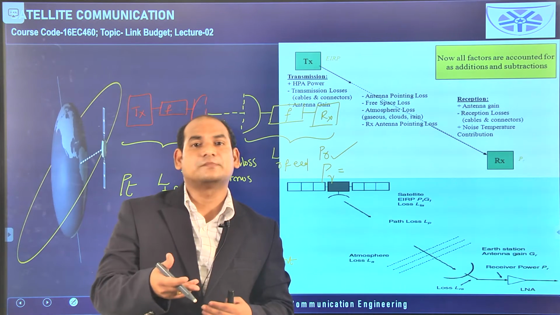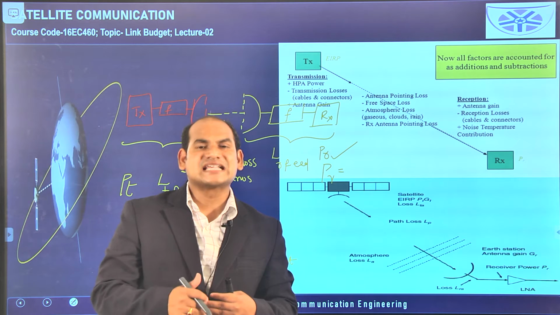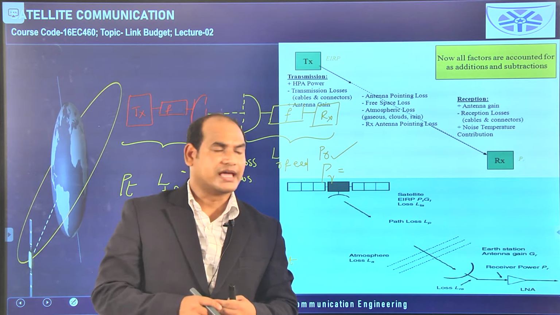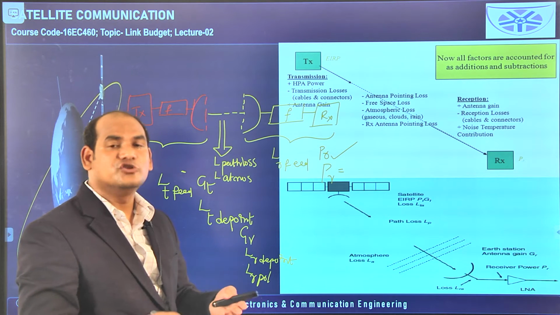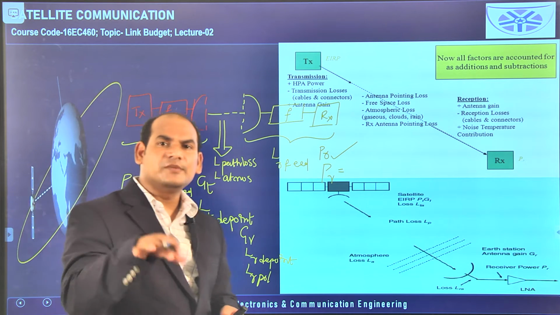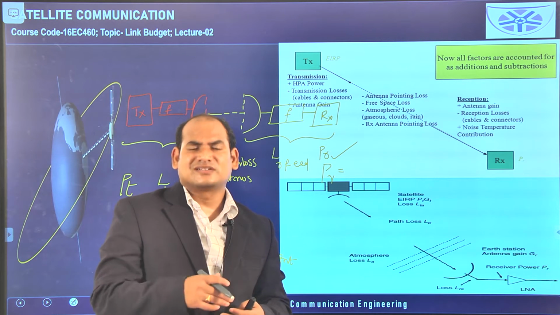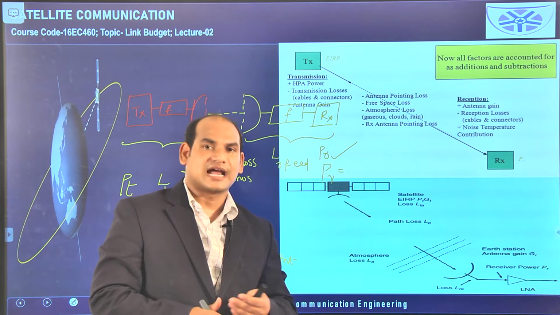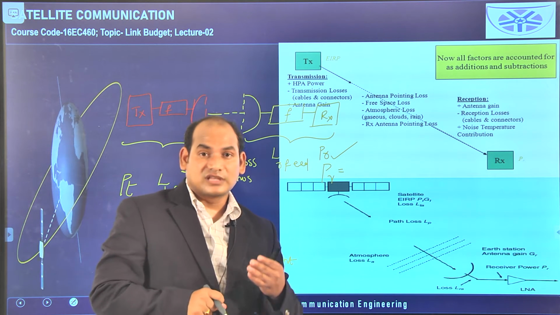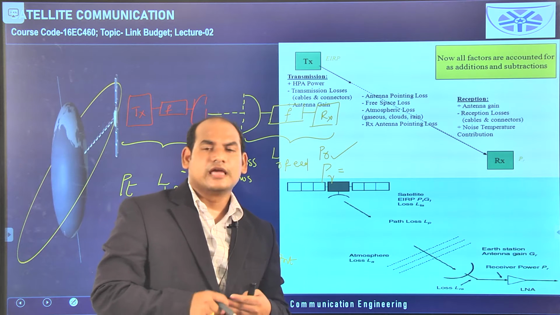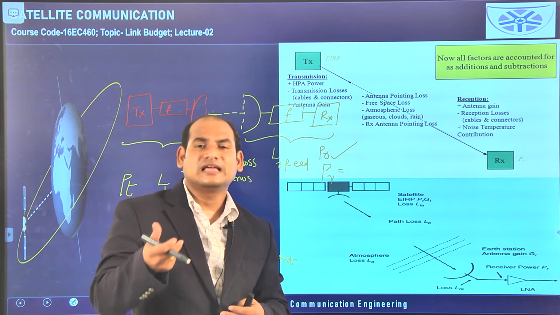Means you have to multiply the PT with GT and GR, and if it is loss, you need to write that loss in the denominator. Okay. So when you write the equation without dBs, you need to write like this, but when you write in dB, whatever the gain is there, that should be added, and whatever the loss is there, that should be subtracted. These things we already saw in the last class, so that one only I am telling again. Okay. So if you write in dBs, loss means subtraction, gain means adding.